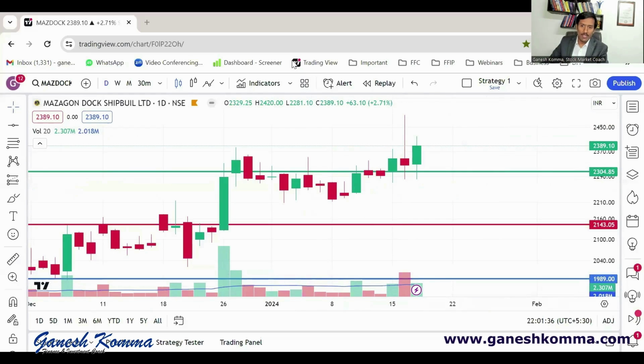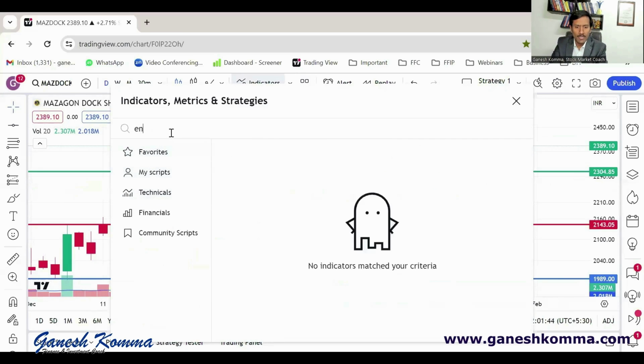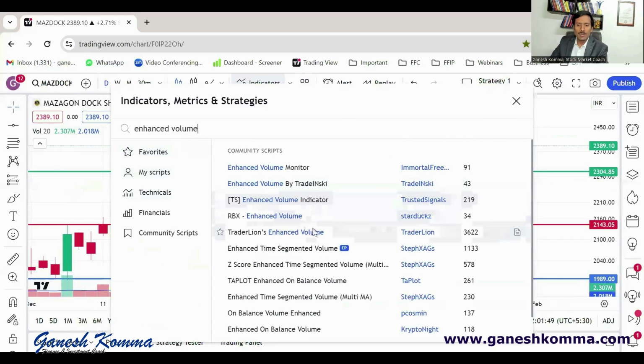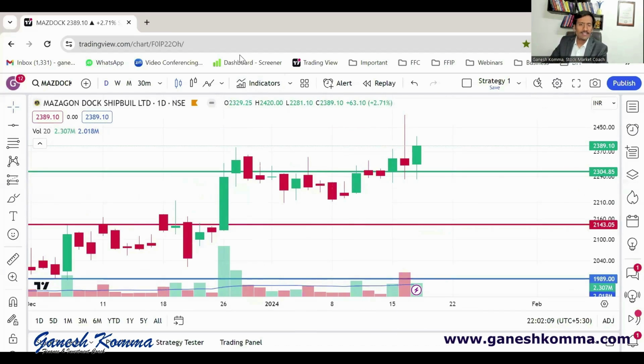And as we have already discussed in our earlier discussion, if you want to get better clarity on the volume part, just load the Enhanced Volume indicator by Trader Lion. So if you look at it today, the average volume is 1.44 million. Today's volume is 2.3 million, so in fact it is intact with the average volume. So in that sense, it's decent.